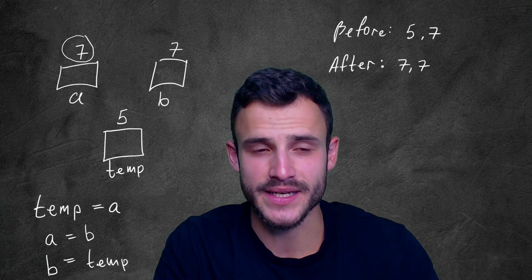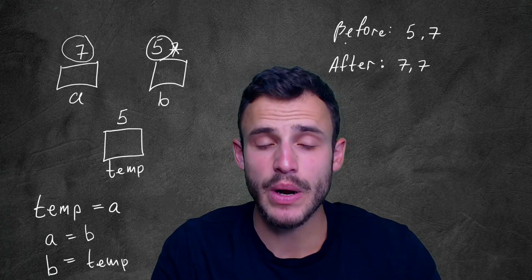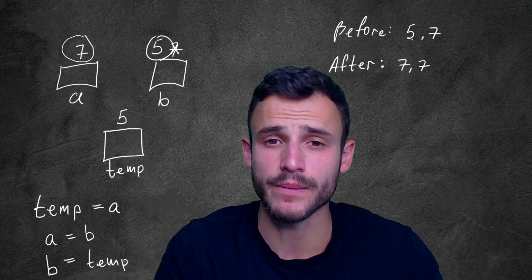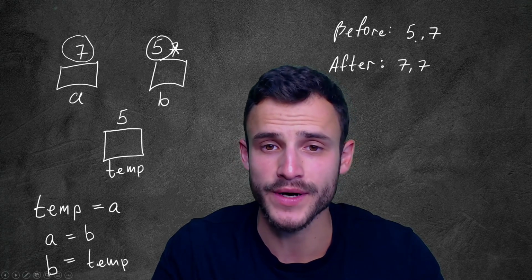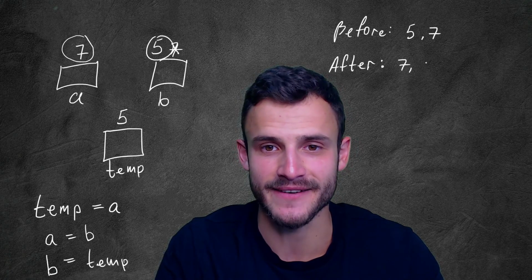Now we will see that here, instead of 7, we will have the value of 5. And if we print the values before the swap, it will be 5 and 7. And afterwards, what do you say? It will be 7 and 5.